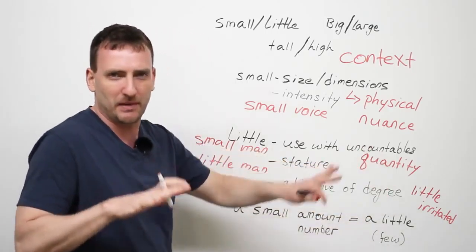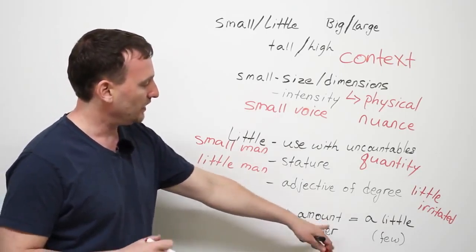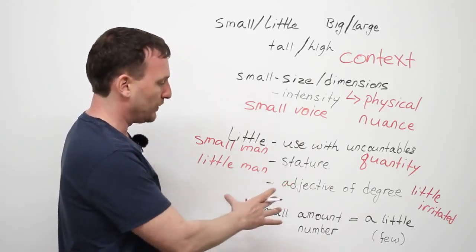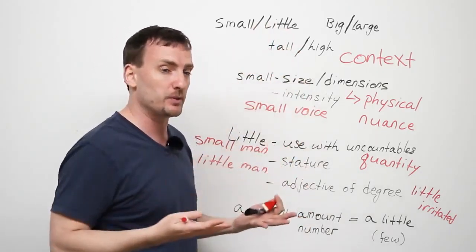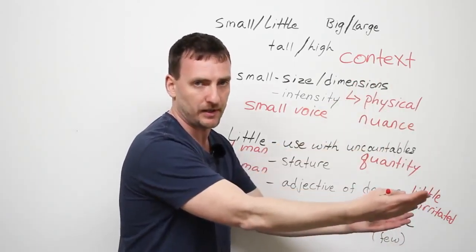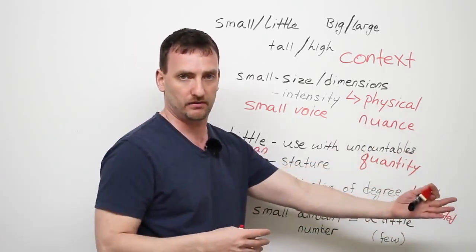But we use little to make it softer, okay? And another thing, again, this usually comes back to countables or uncountables. When we're talking about countables and we want to talk about the quantity, like how much we have, we say we have a small amount of something, or we have a small number of somethings.